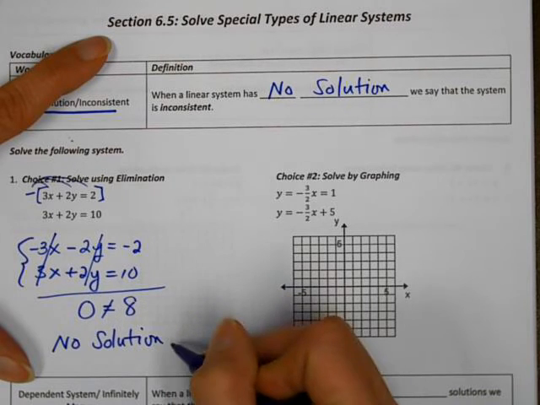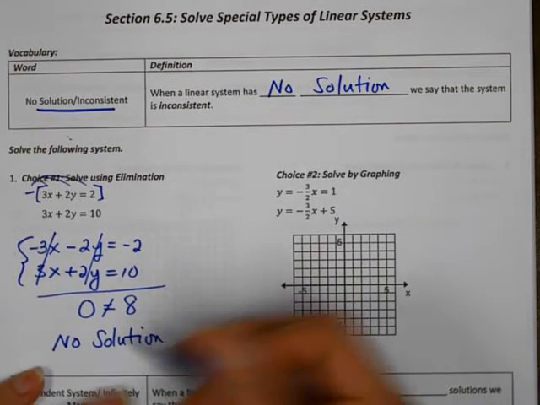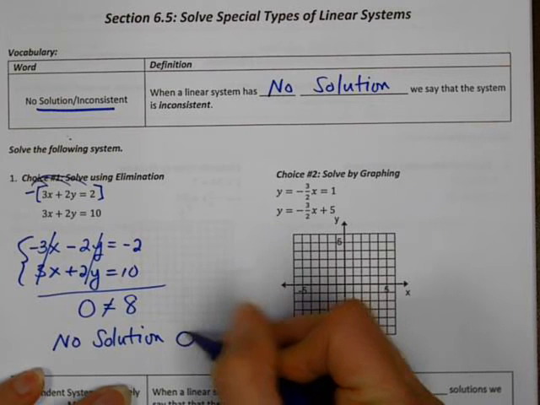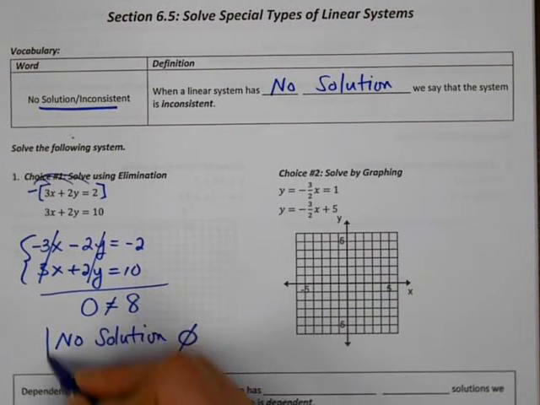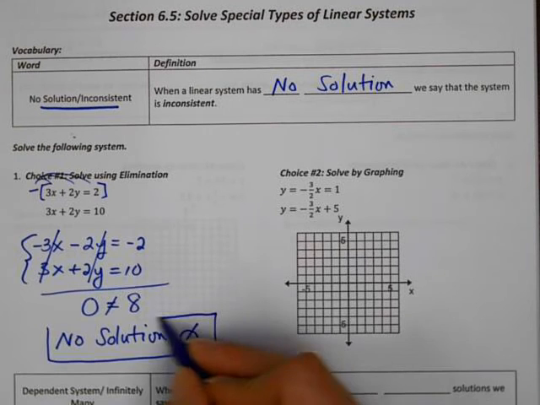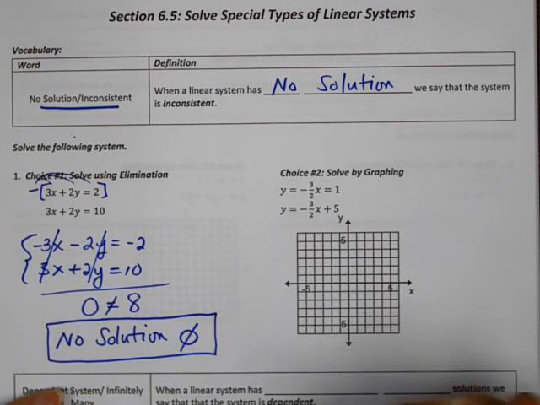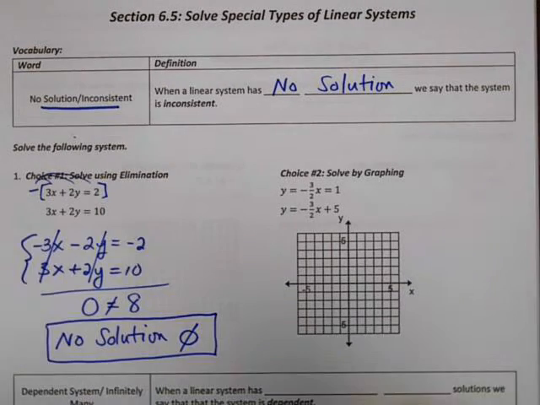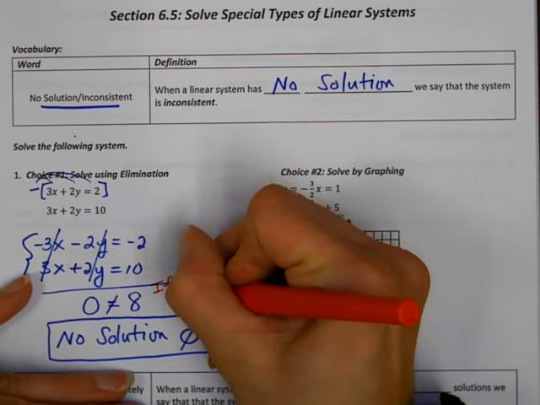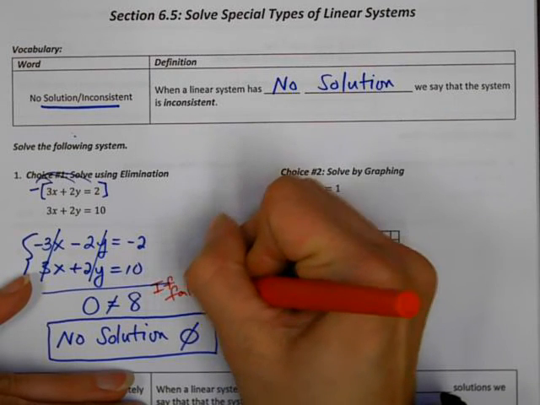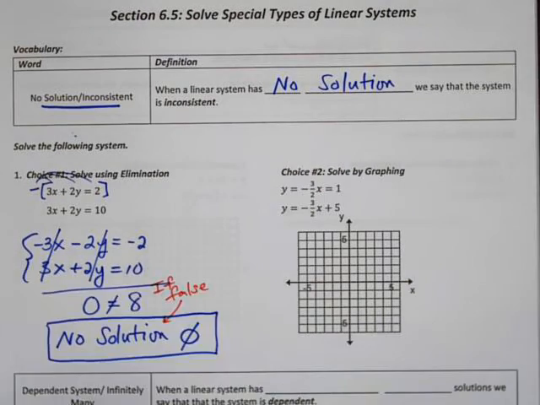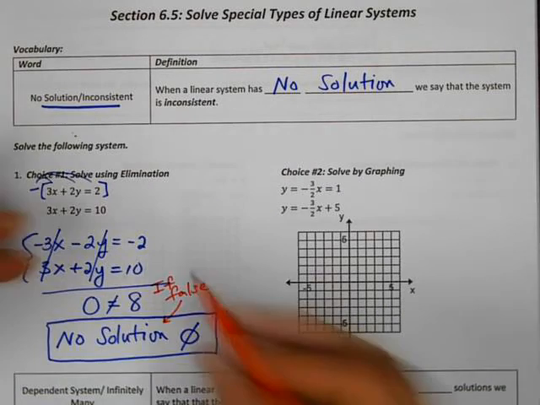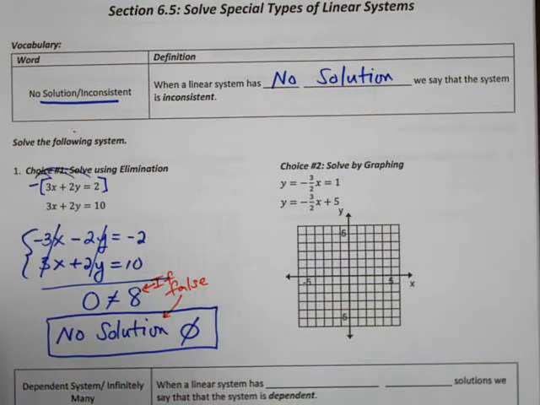If you don't like writing that, there is a mathematical symbol for no solution. It looks like an O with a slash. Either way would be fine with me. That is the mathematical symbol for no solution. So if you get something that's false, then it's no solution. I'm going to write that note down here. If it's false, then it's no solution. If it is not true, you say no solution. 0 does not equal 8.